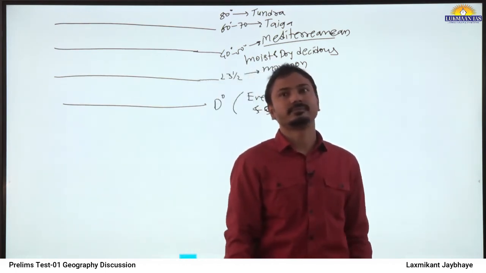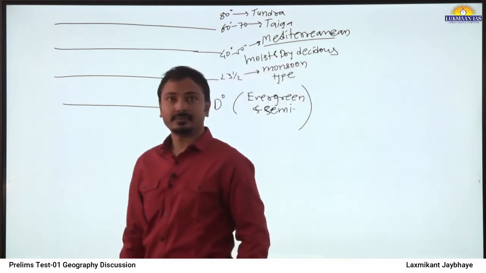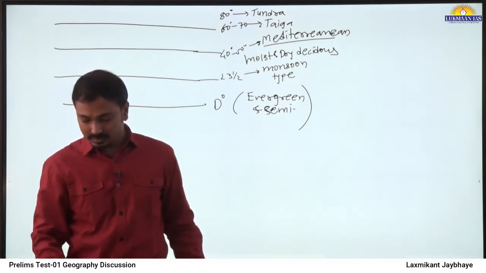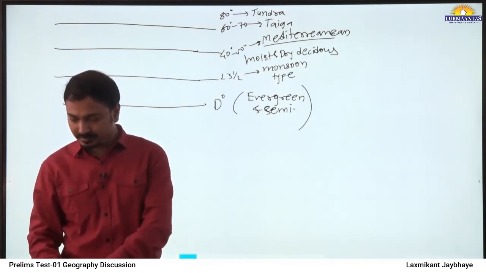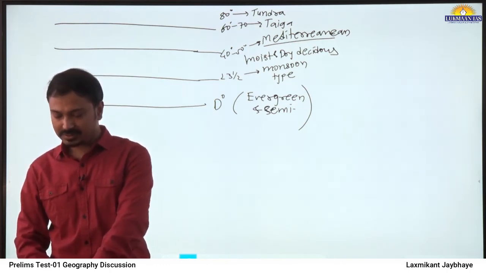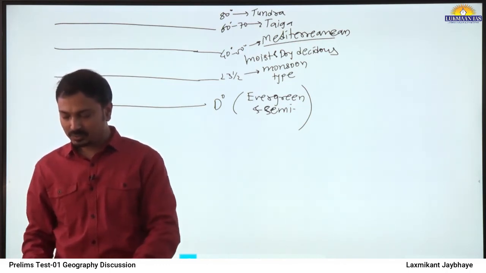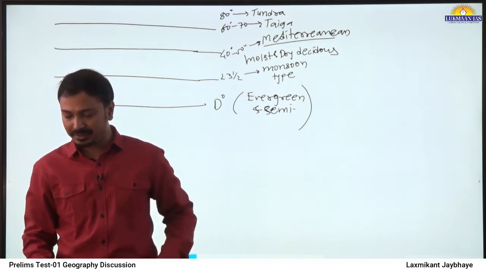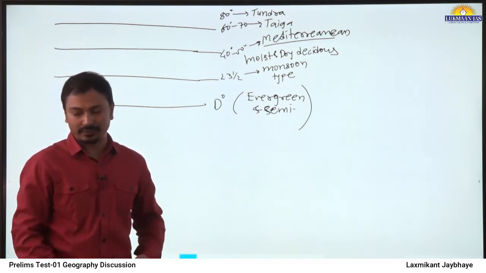Sir, question number 19. Tsunami waves are not noticed by the ships far out at sea. Tsunami waves have high amplitude and comparatively low wavelength.